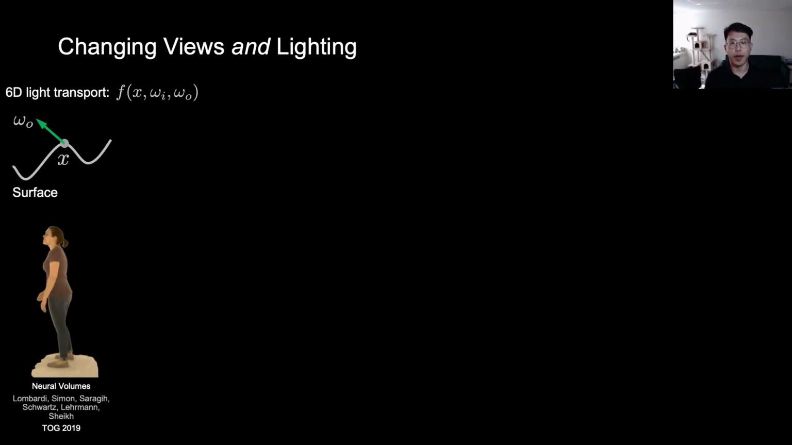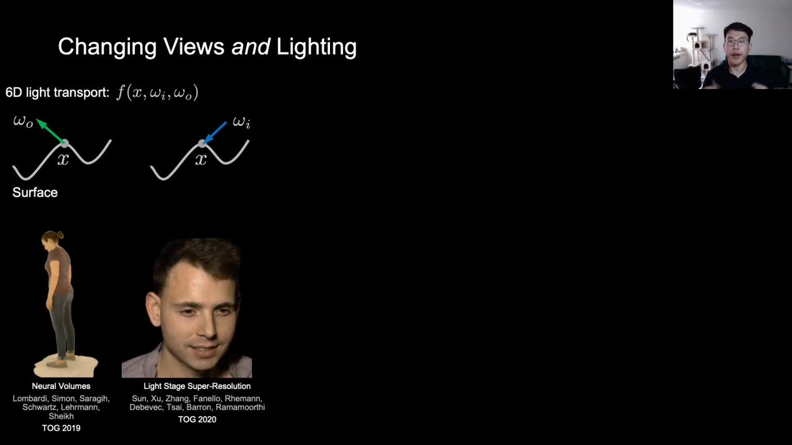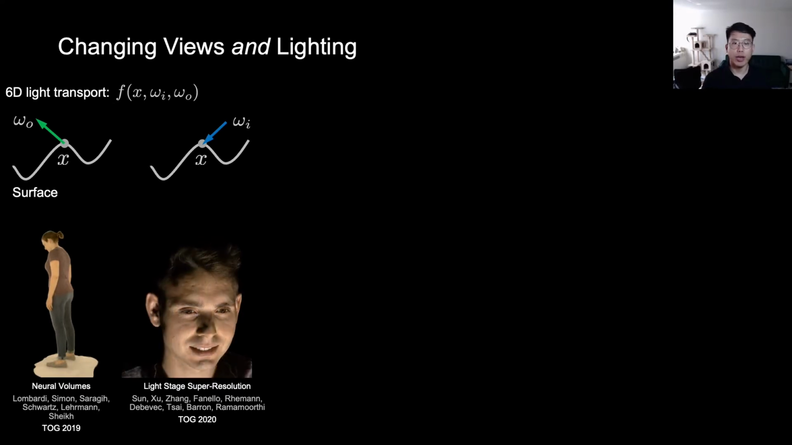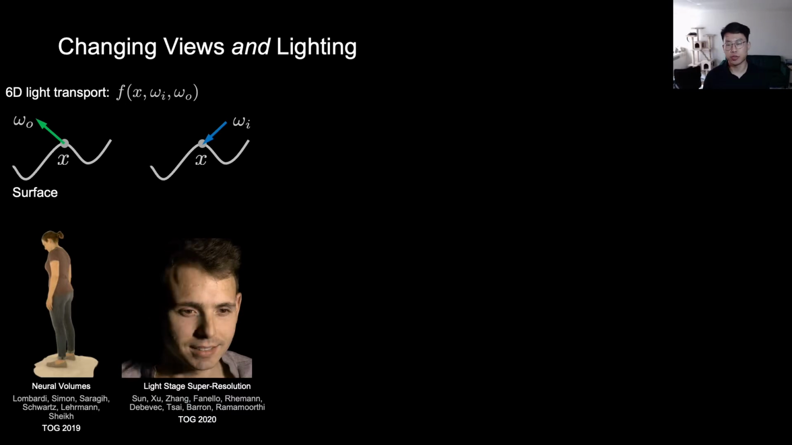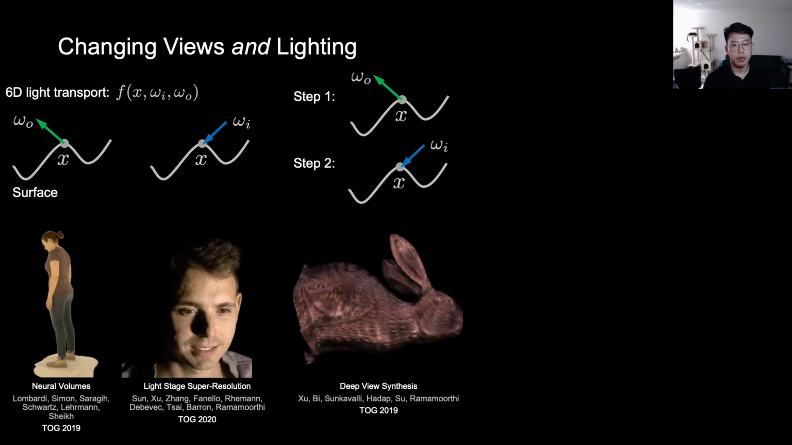If we have access to f and query it at novel omega o, we can synthesize novel views of the scene. Neural volumes is one paper doing that, and it doesn't change lighting. If we query f at novel omega i, we can relight the scene. Light stage super resolution tackles this problem, and the viewpoint is fixed. If we want to change both views and lighting, we can first synthesize one novel view of the scene and then relight that view. Deep view synthesis is one such approach that adopts this two-step procedure.